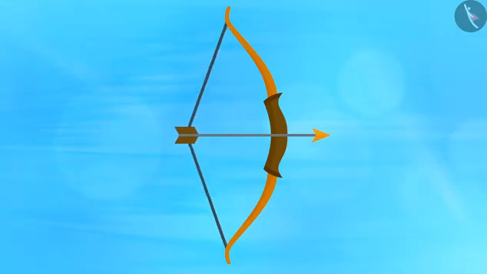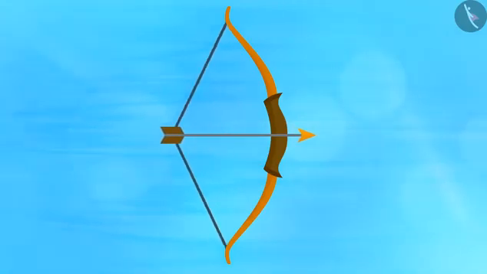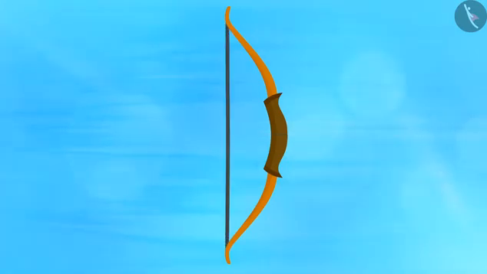The bow stores potential energy when the bowstring is stretched, and then this energy changes to the kinetic energy of the flying arrow.